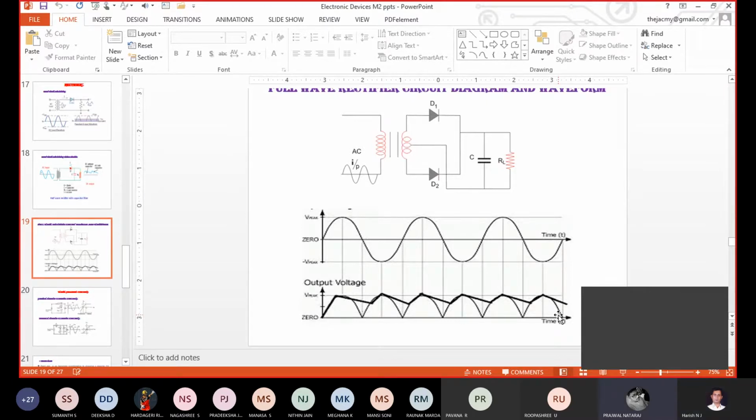During the positive half cycle, D2 is reverse biased and D1 is forward biased. So the current flows through RL, and the capacitor gets charged. Okay, we do not require the capacitor here. Just explain the full wave rectifier concept. That is enough.